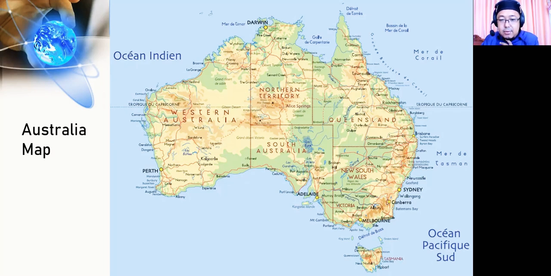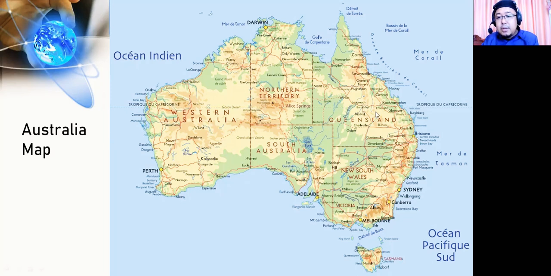This is South Australia. And the important city that is located in South Australia is known as Adelaide. Adelaide, in Bahasa Indonesia, we pronounce it one way, but in English, you should pronounce it Adelaide. So it has interesting ways of pronouncing the name.